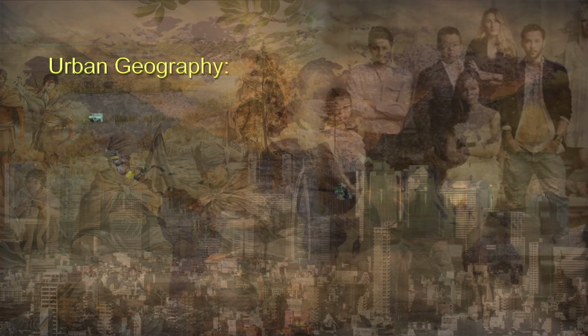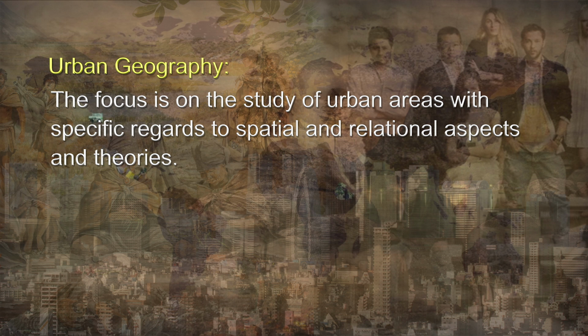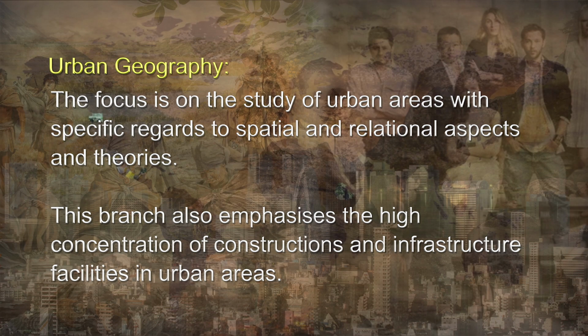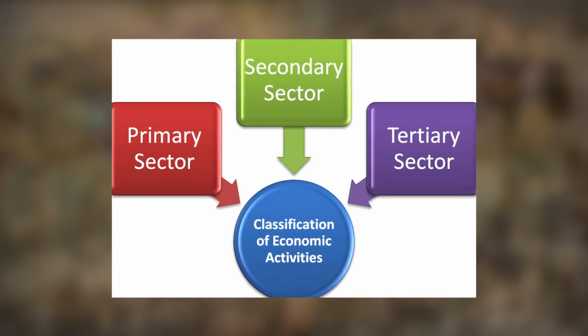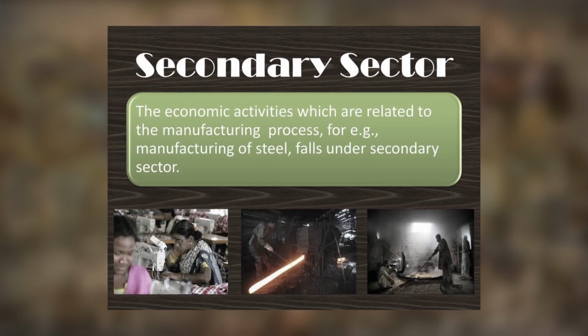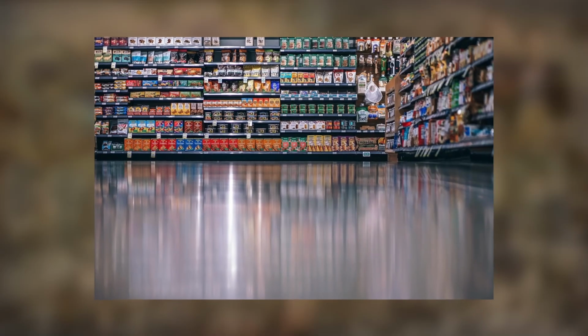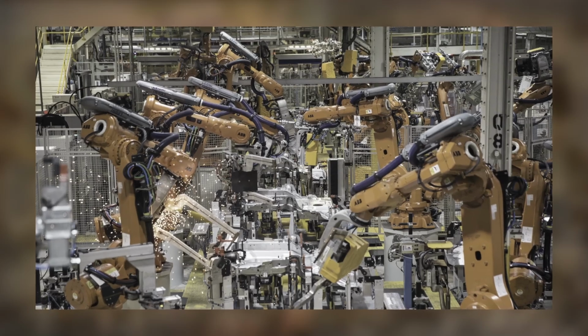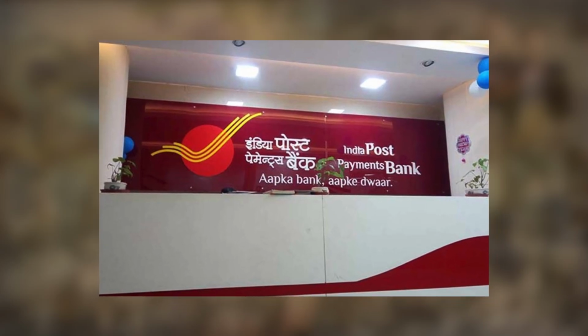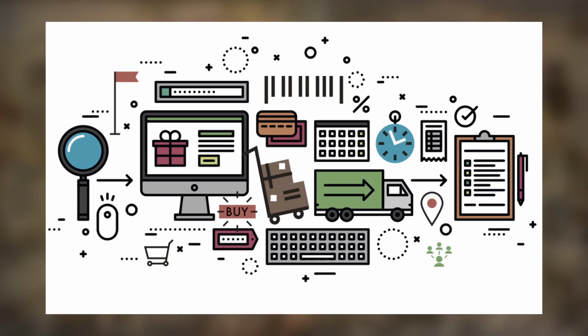Coming to urban geography, the focus is on the study of urban areas with specific regard to spatial and relational aspects and theories. This branch also emphasizes the high concentration of constructions and infrastructure facilities in urban areas. These urban centers are associated largely with economic activities in the secondary, tertiary and quaternary sectors, such as manufacturing, services like postal and banking, retail and commerce, etc.